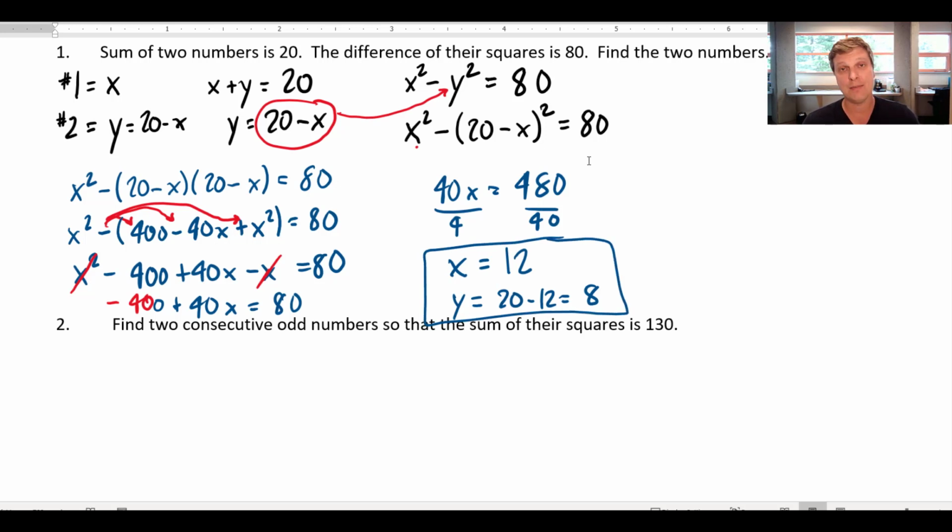And I know that they add up to 20, but I also know that 12 squared is 144, 8 squared is 64, and so when I subtract them, the difference is also going to be 80. So again, this didn't turn into a quadratic problem. As it turns out, the x squared canceled. But the point is still the same, where you want to get everything in terms of one variable or the other, instead of having two variables.